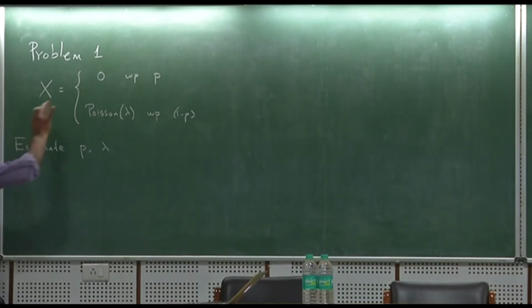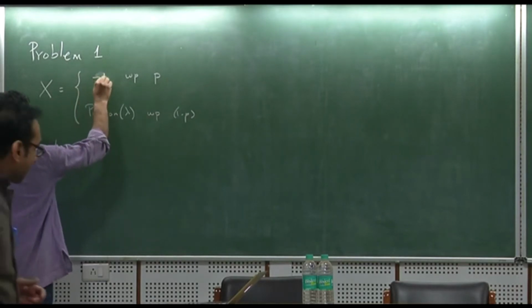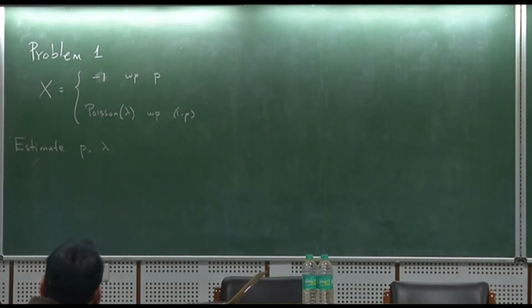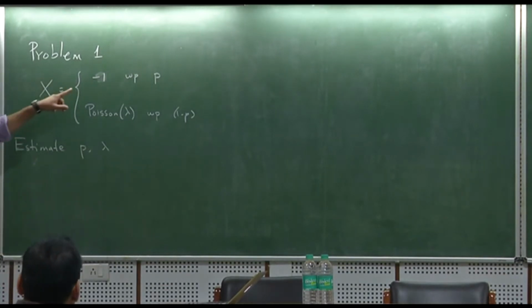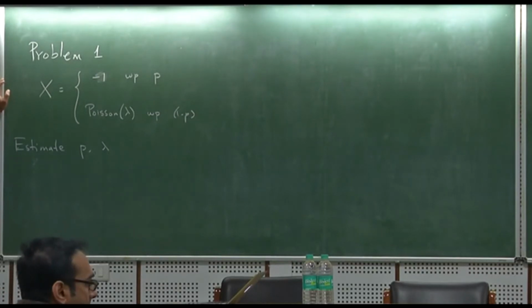So for example, if this was -1 and Poisson lambda, would there be a problem? Would I have to worry about it at all? If x was equal to -1 with probability p, or x was equal to Poisson lambda with probability 1 minus p, would this be a tough problem? Yes, no, maybe. Remember, maybe is the right answer.